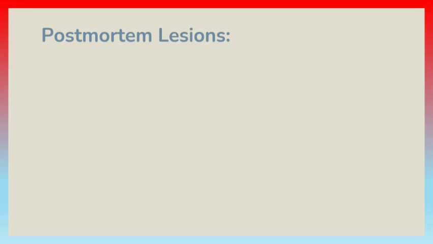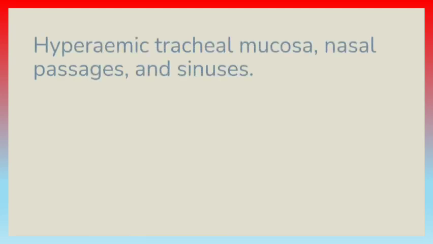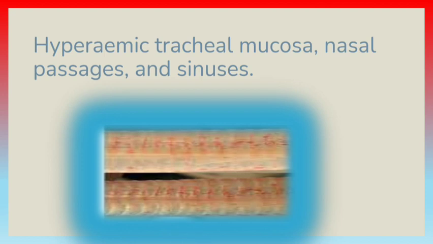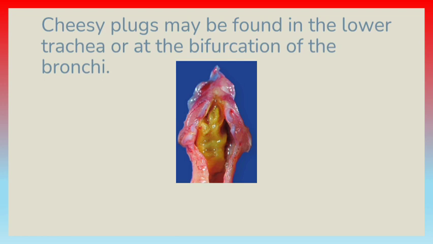Postmortem lesions: serous exudate in the trachea, mild air sacculitis, and pneumonia. Next is hyperemic tracheal mucosa, nasal passages, and sinuses. Cheesy plugs may be found in the lower trachea or at the bifurcation of the bronchi.